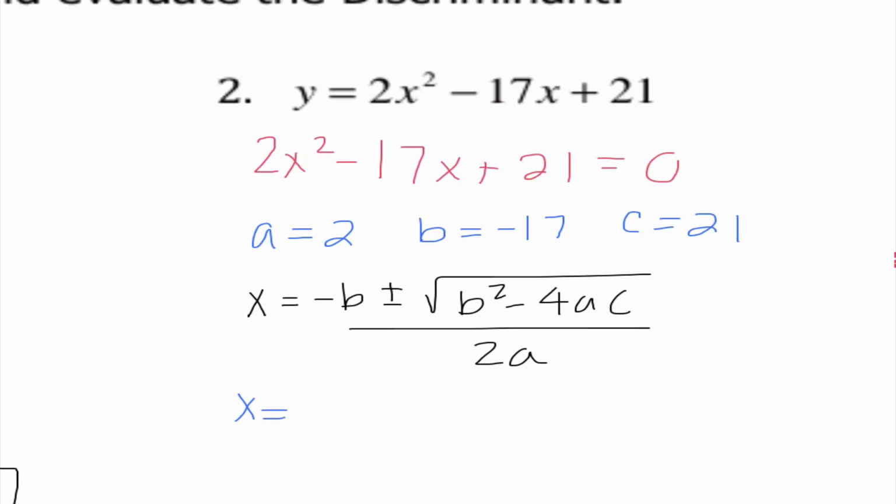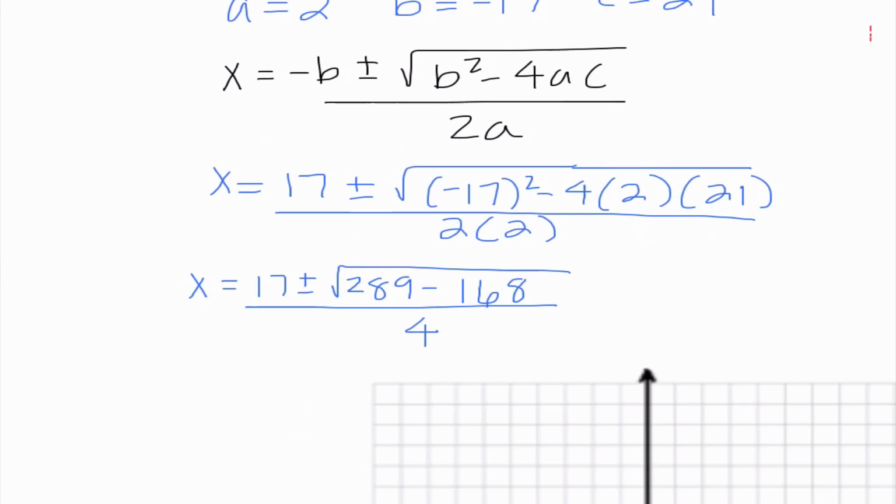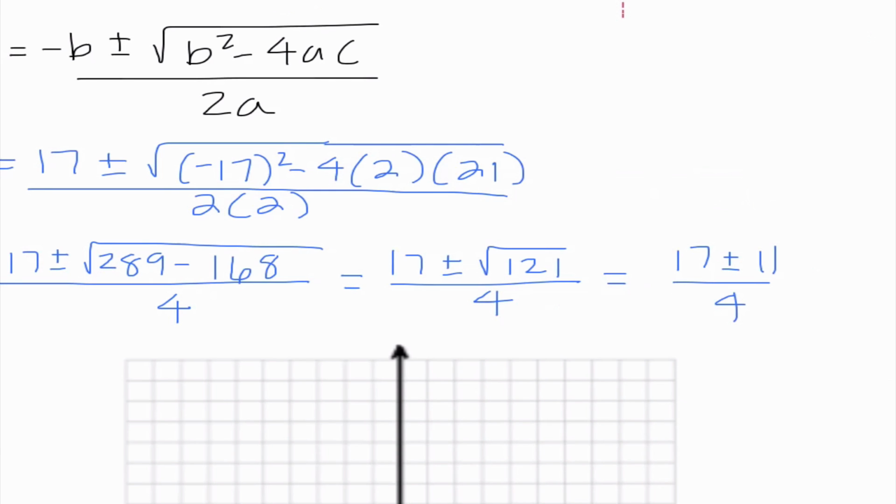So I know that the opposite of negative 17 is 17. So I have negative 17 squared minus 4 times 2 times 21 over 2 times 2. So I get 17 plus or minus the square root of 289 minus 168 over 4, which becomes 17 plus or minus the square root of 121 over 4, which becomes 17 plus or minus 11 over 4.